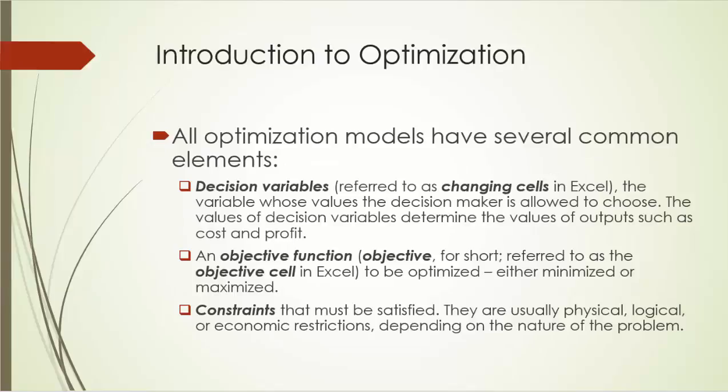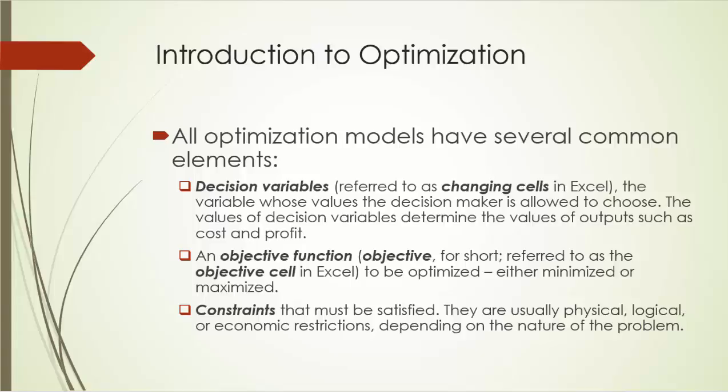All optimization models have several common elements in addition to inputs and outputs mentioned in Lecture 1. They are decision variables, objective function, and constraints. Decision variables are referred to as changing cells in Excel. They are the variables whose values the decision maker is allowed to choose.